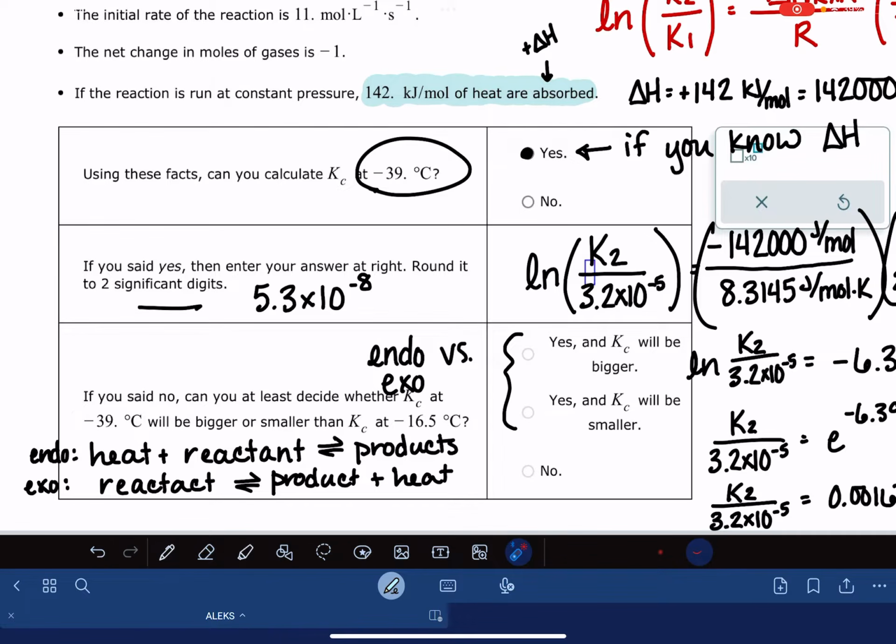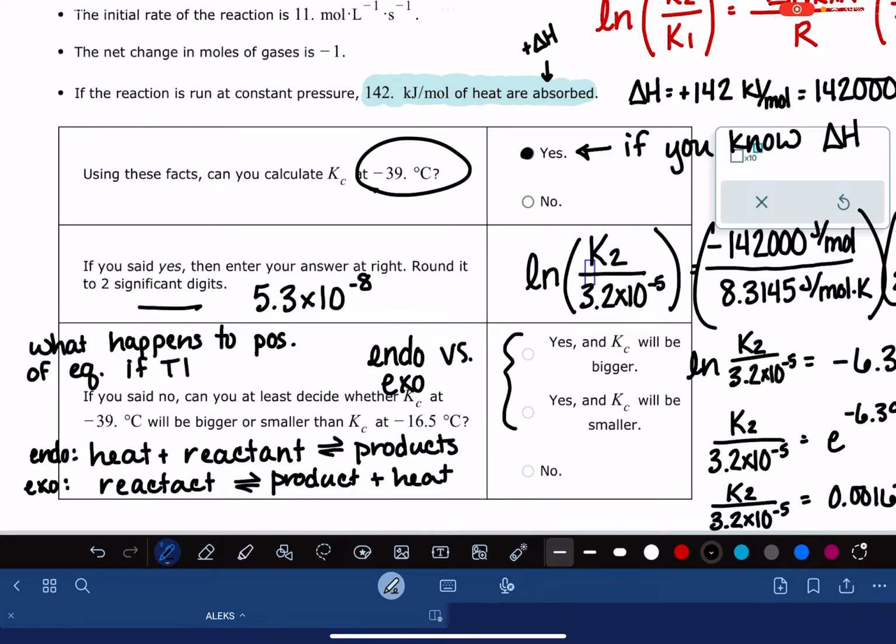So this particular version of the problem says, can you decide whether Kc at negative 39, so Kc at a low temperature, will be bigger or smaller than Kc at a high temperature? Kc at a high temperature versus a low temperature. So it's telling us if we're starting out with Kc at a relatively high temperature, what's going to happen if we decrease the temperature. I'm just going to rewrite that. What happens to the position of equilibrium, in my case, if temperature goes down?